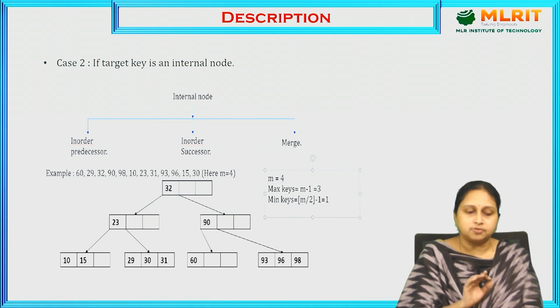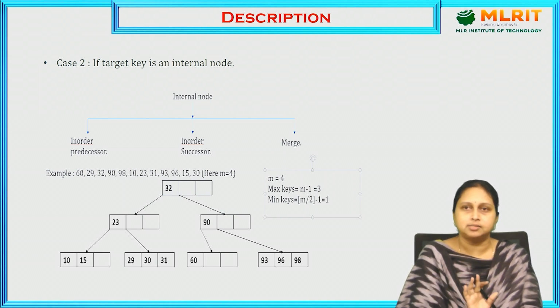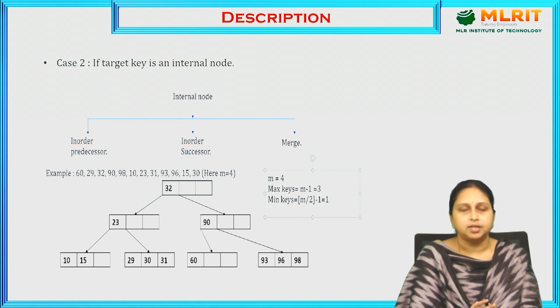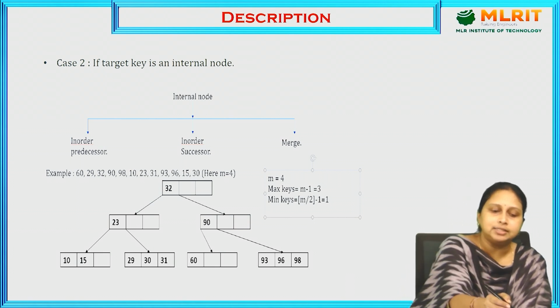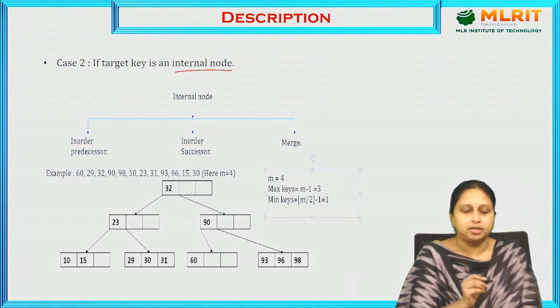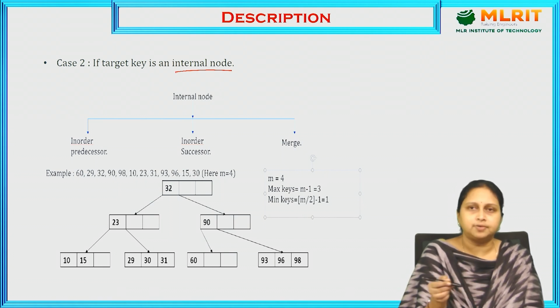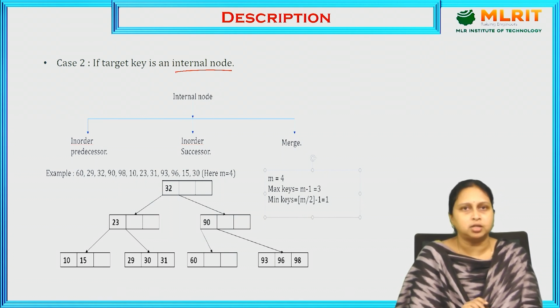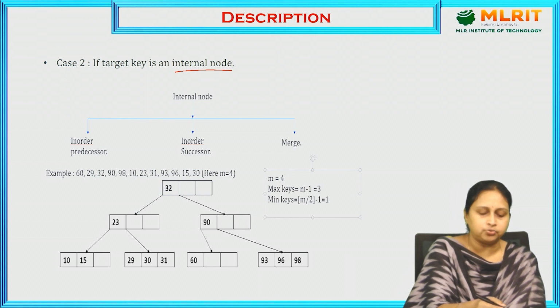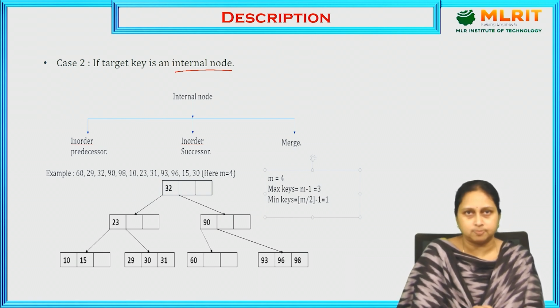The first case is that the target key is a leaf node. If it is a leaf node, we are going to check for all the cases. Next, the target key is an internal node. Internal node means in between. That means other than the root node, whatever nodes we have in the tree are nothing but internal nodes. Here you can see 23 and 90 are the internal nodes, right?